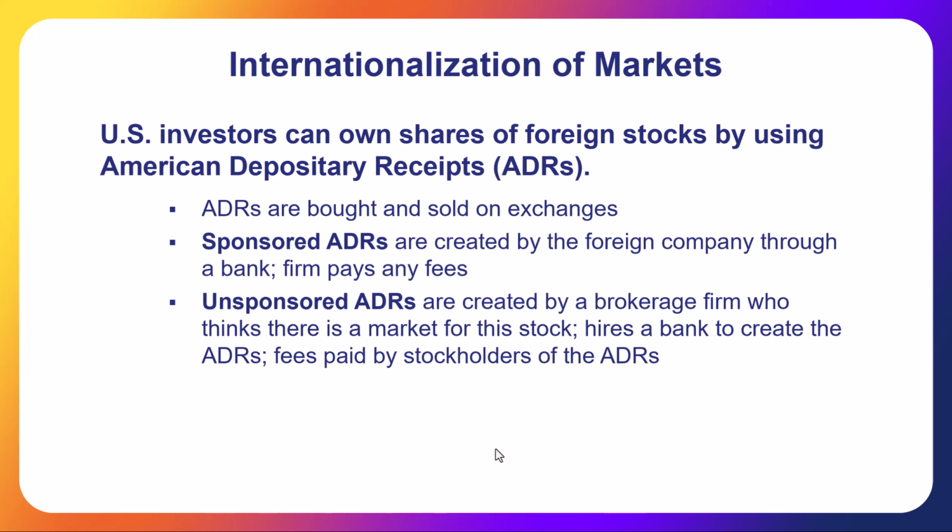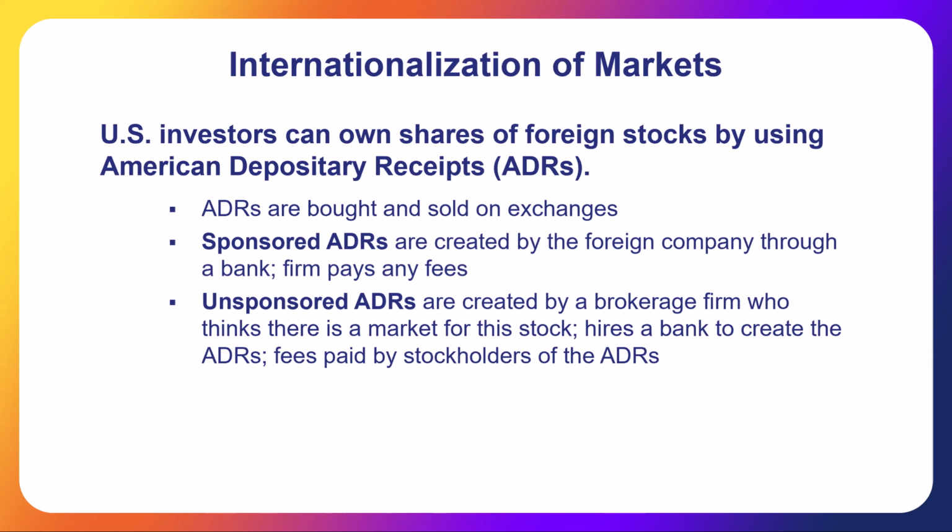They are either sponsored or unsponsored. Sponsored ADRs are created by a foreign company through a bank. And of course, the firm pays any of the fees for being listed through this bank. Unsponsored ADRs are created by a brokerage firm who thinks that there's a market for the stock. They hire a bank to create the ADRs, and in this case, the fees are paid by the stockholders of the ADRs. So again, Alibaba uses ADRs on the New York Stock Exchange. That allows U.S. investors to own shares without dealing directly in Chinese markets.